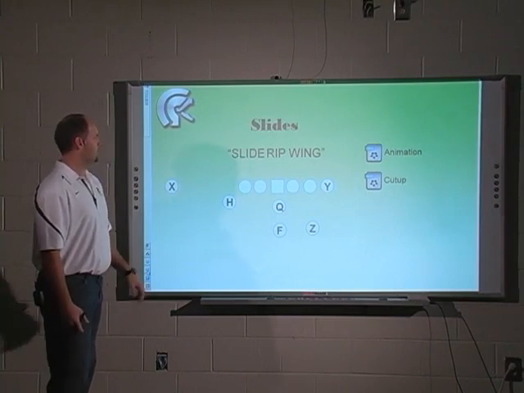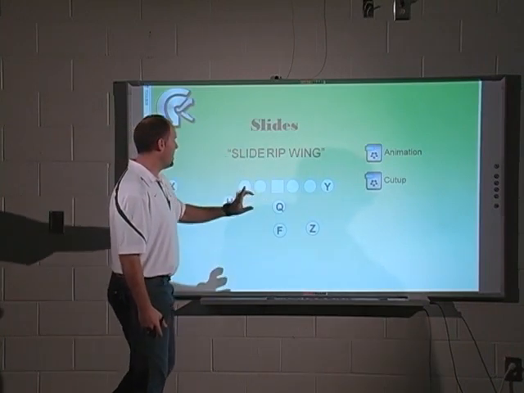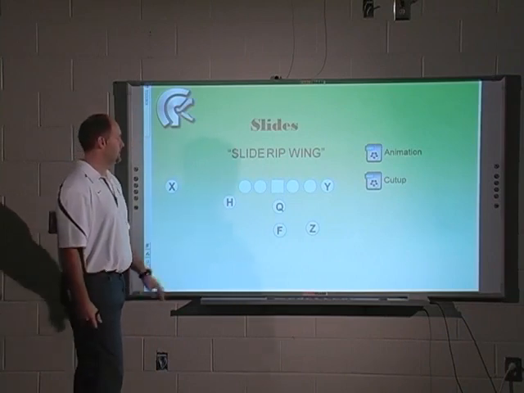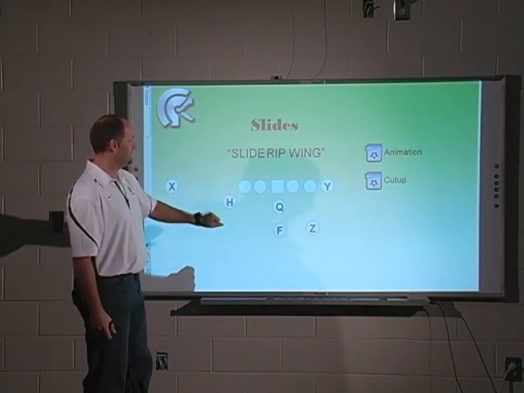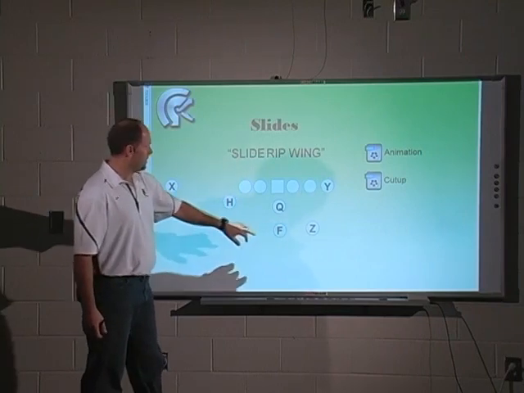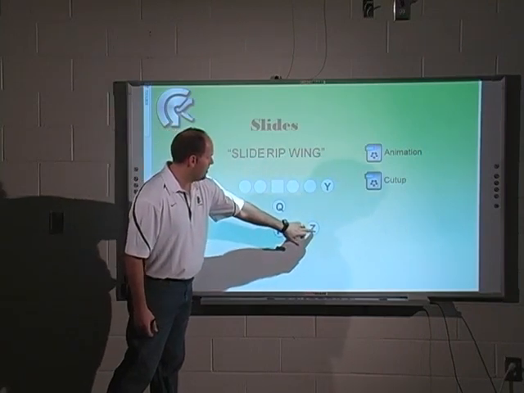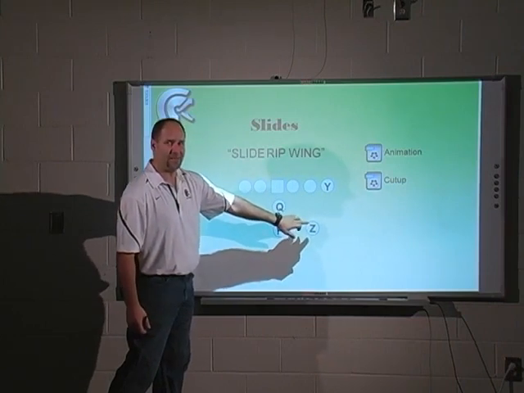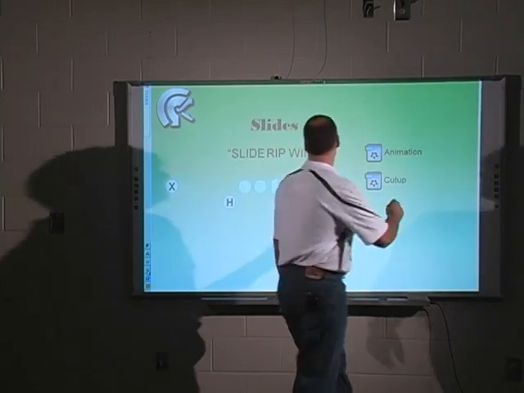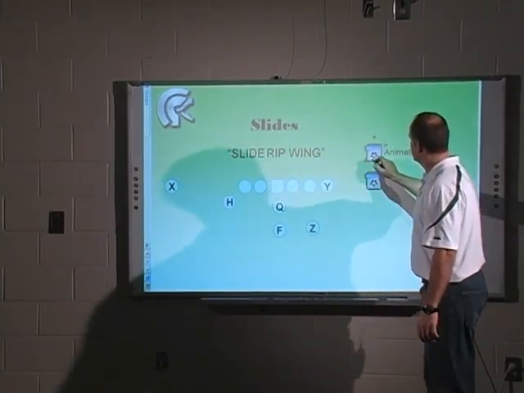This is a slide rip wing prior to our quarterback calling shift. Again, what you see is our H is on the left side. He's lined up like a wing back. Our wing back is lined up on the right side, but he's lined up as an H in the backfield. So let's take a look at an animation and see what that'll look like.